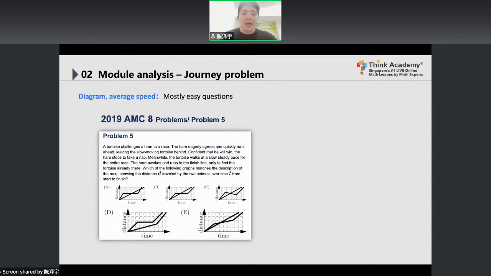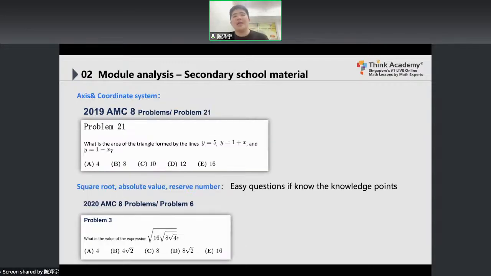For example, this question, problem 5. All you need to do is look at the diagram and find the distance traveled by the animals. So in the journey problem, it only tests you the basic concept. All you need to know is how to find the average speed. But like I said, we have some secondary school material. Here are the two secondary school topics that will be tested in AMC8.